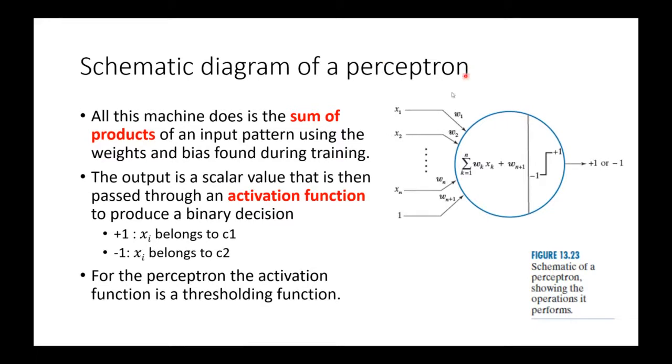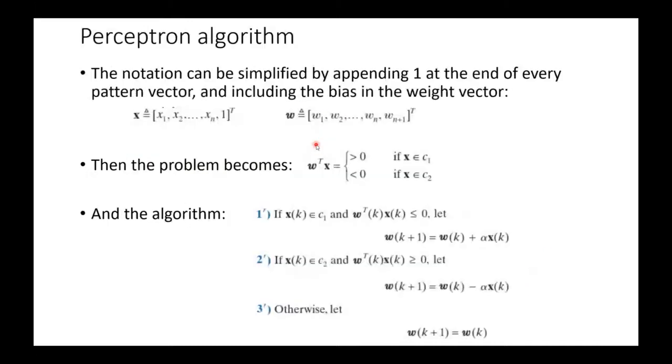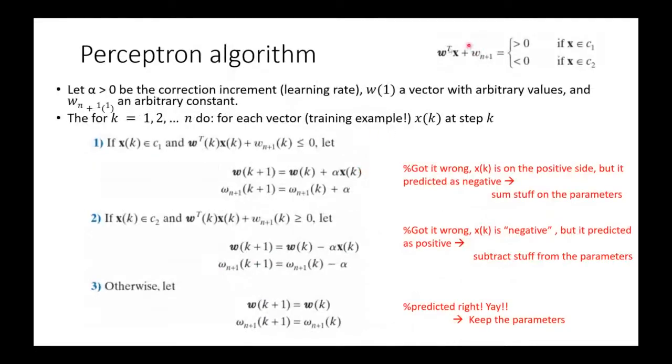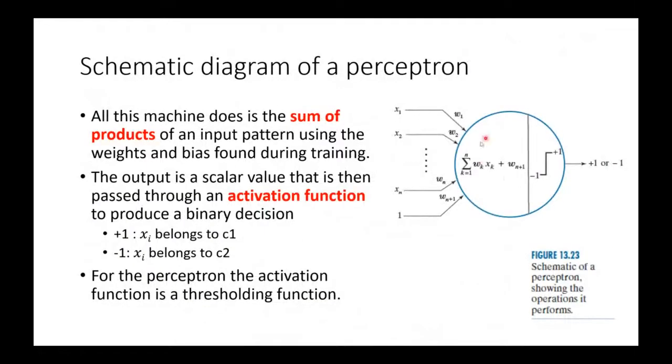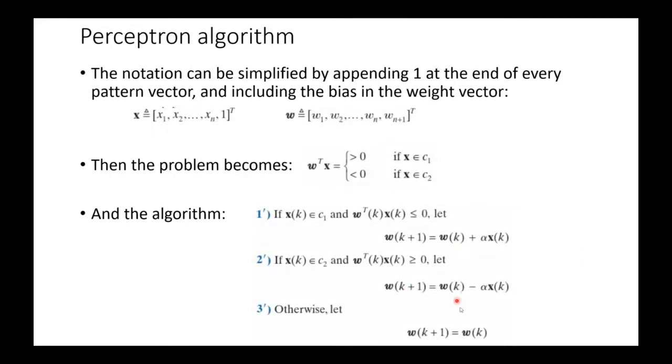That's a schematic diagram of the perceptron. What this very simple computational machine does is the sum of products of an input pattern. That's the sum of products of the input parts of every input. So if I have an n-dimensional space, I'll have n terms in the sum, using the weights and bias found during training. And the training is just these minor modifications on the parameters, iteratively modifying and updating them.